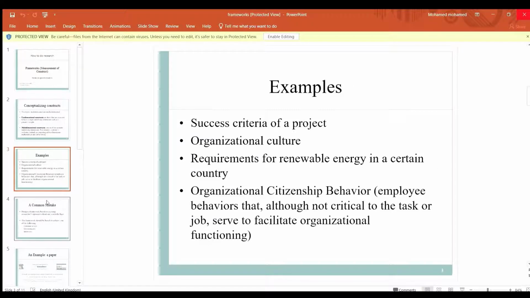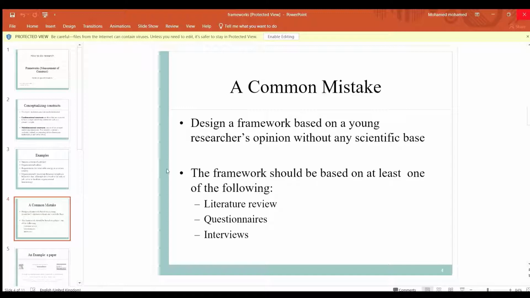Let us see a common mistake that a lot of young researchers make, which is designing a framework based only on the opinion of the researcher without any scientific base. This is a common mistake that I have seen a lot. The framework should be based on at least one of the following: literature review, questionnaires, and interviews with experts. Sometimes you can combine several things together. You can start with a literature review, then combine the results of the other ways, which are questionnaires and interviews.